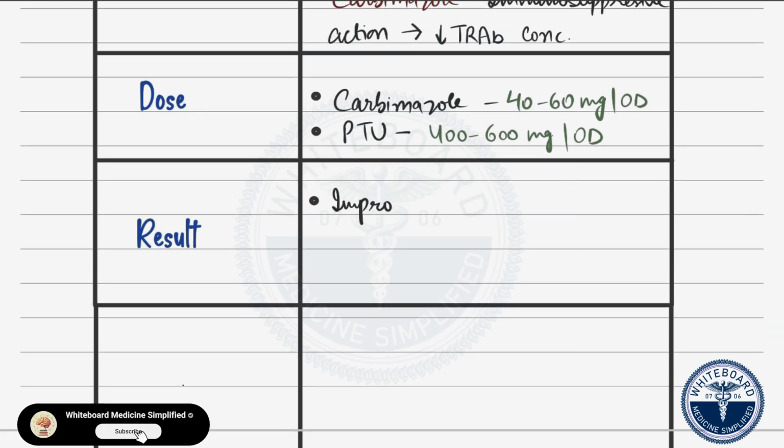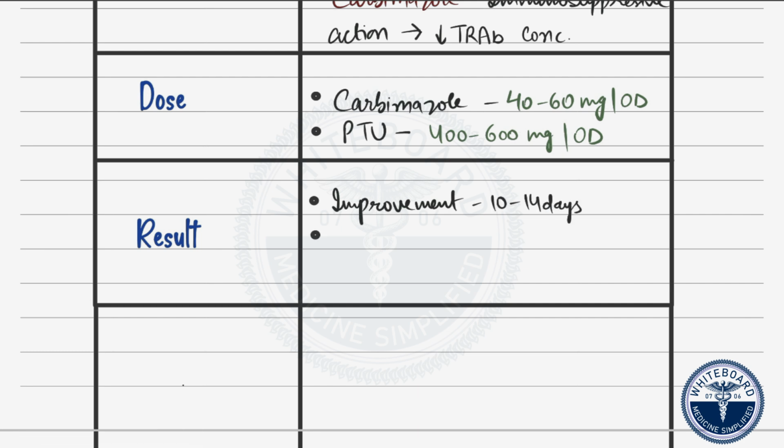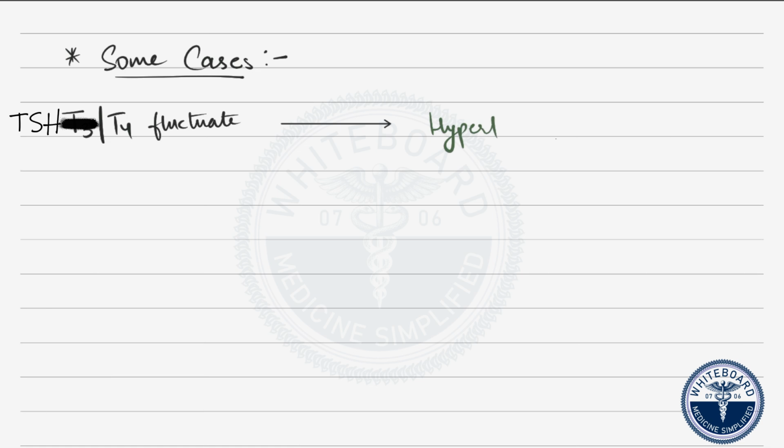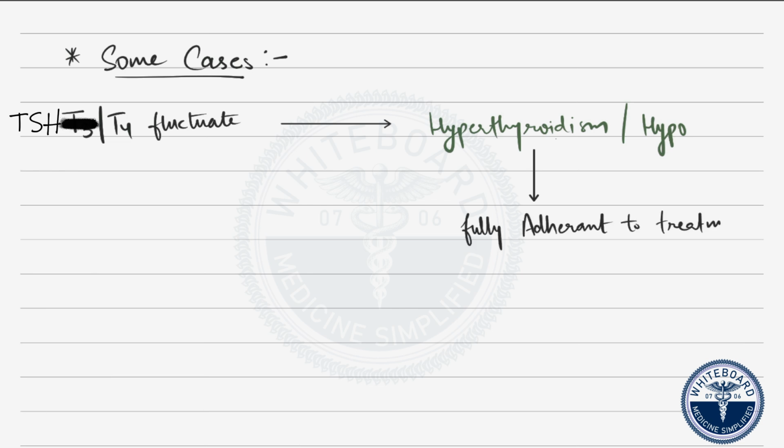Subjective improvement occurs within 10 to 14 days and renders the patient clinically and biochemically euthyroid in 6 to 8 weeks. At this point, the dose can be reduced and titrated to maintain T4 and TSH levels within their reference range. In some cases of Graves' disease, the levels of T4 and TSH fluctuate, sometimes indicating hyperthyroidism and at other times hypothyroidism, even when the patient is taking medication regularly. This occurs due to rapid variations in the concentration of TSH receptor antibodies in the blood.